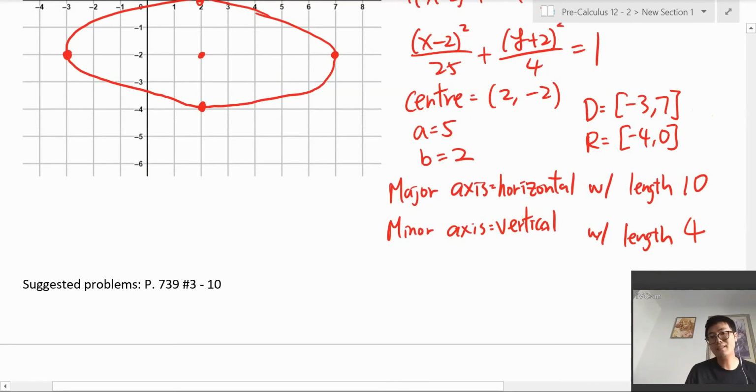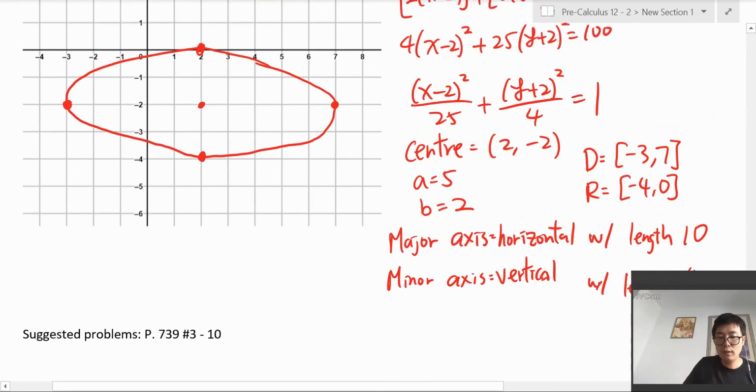Okay, so that is it for today for ellipse. Hopefully this is not too bad. Again, it's similar to circle. It just, again, stretched both horizontally and vertically.